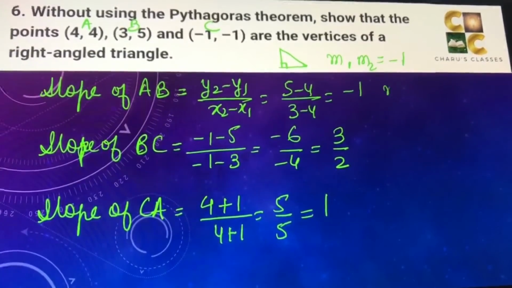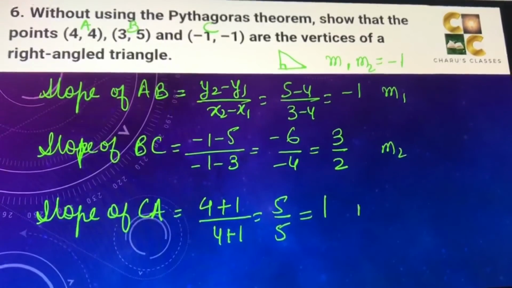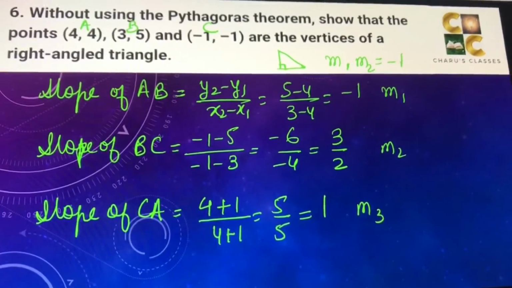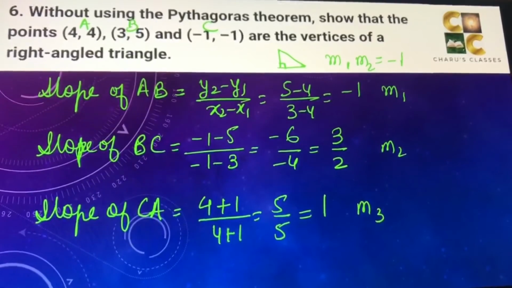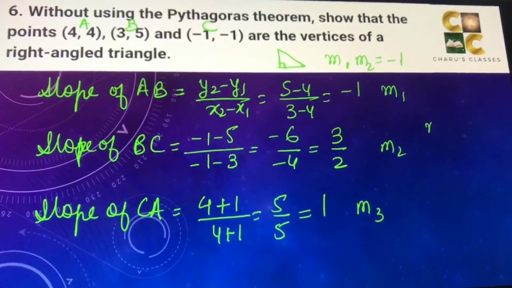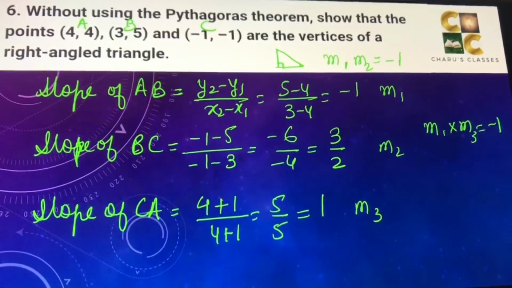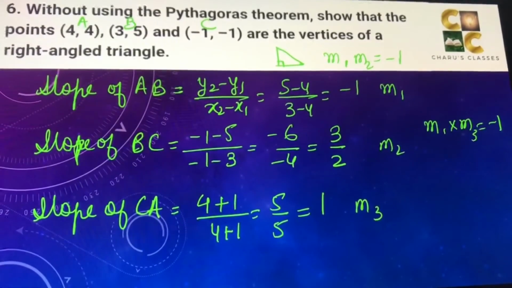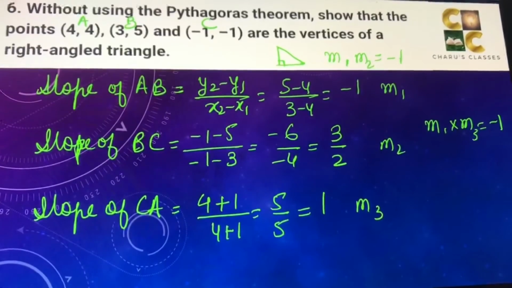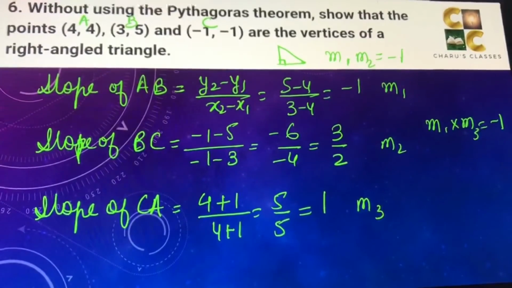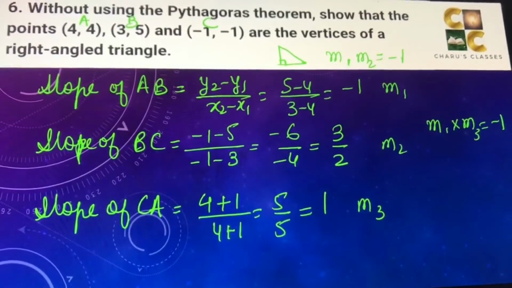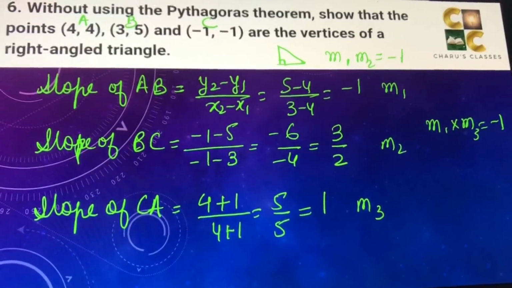If we call these slopes as M1, M2 and M3, you can see that M1 and M3, their product is coming as minus 1. If the product of two lines slope comes as minus 1, it means that they are perpendicular to each other. So this is a proof that this particular triangle is a right angle triangle.